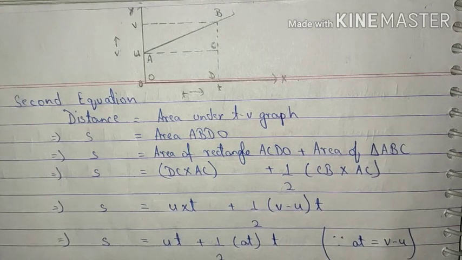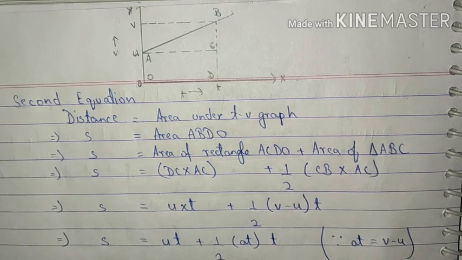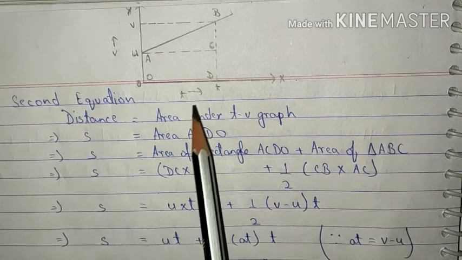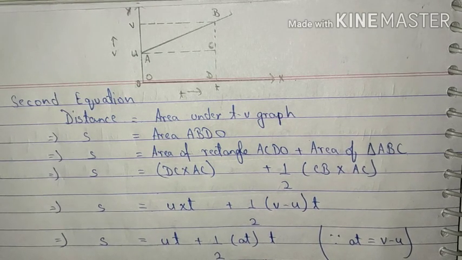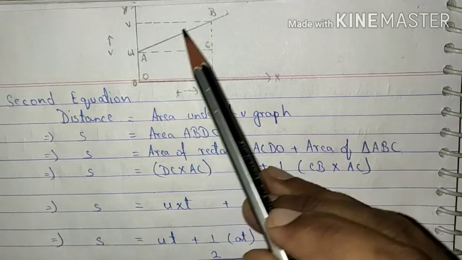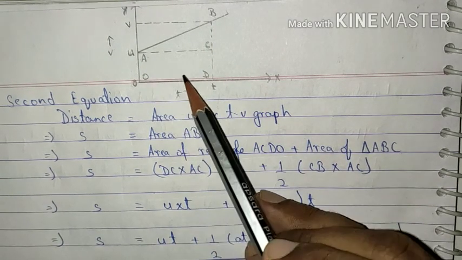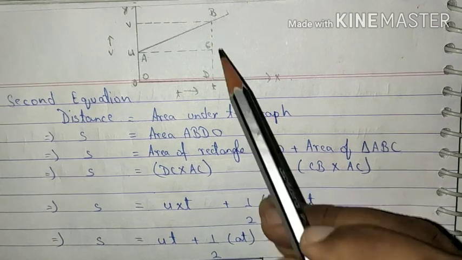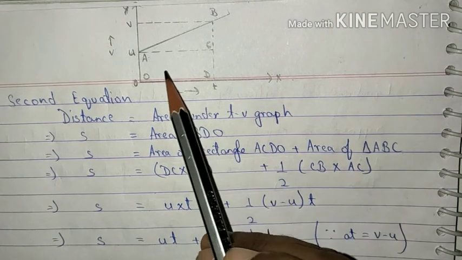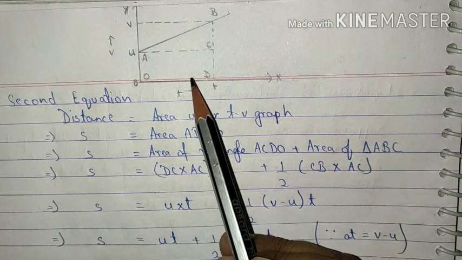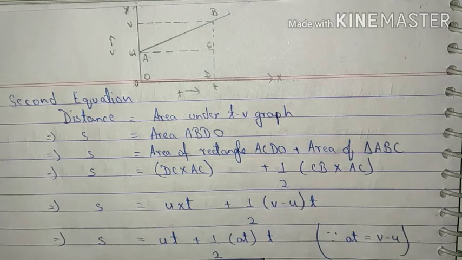Let's move to the second equation of motion. We have already studied that in order to calculate distance from a velocity-time graph, we can find the area under the graph. That is, the area under this graph line, represented by AODCB, can be divided into two shapes. We have a rectangle AODC and a triangle ABC over here.